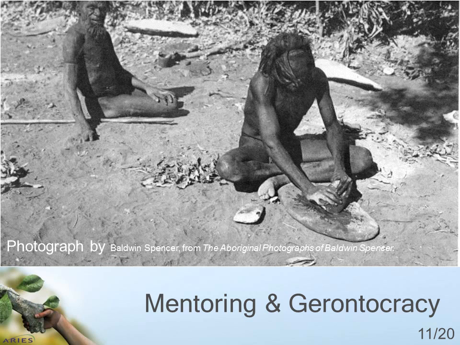Aboriginal society says that everyone is equal, it's an egalitarian society, but that old men, the gerontocrats, and old women are the holders of knowledge, and those old men and old women pass their knowledge on by mentoring the young men and young women under them.